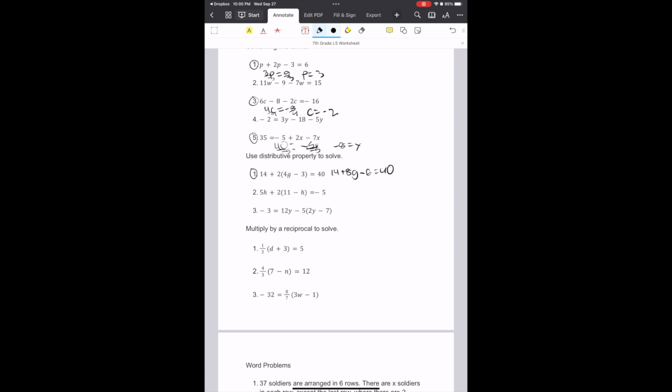Then you want to combine like terms on the left to get 14 minus 6, which is equal to 8. So you get 8 plus 8g is equal to 40. Subtract 8 from both sides to get 8g is equal to 32. Divide by 8 and you get g is equal to 4.